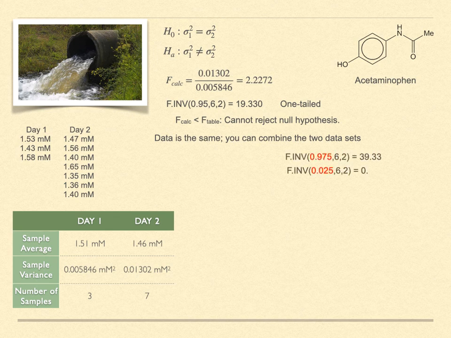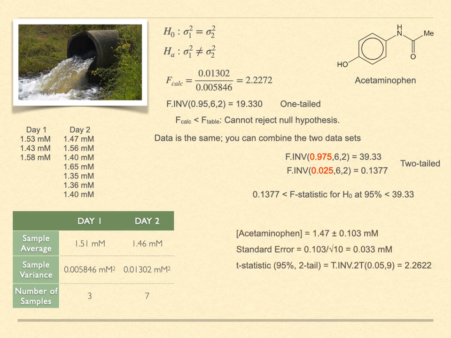We could have treated this as a two-tailed test at the 95% level. Then the two critical values would be, now remember we need 2.5% above and 2.5% below, 39.33 and 0.1377. If the experimental F statistic lies between these two values, then we cannot reject the null hypothesis, which is clearly the case here. The results for the lumped together data are here.